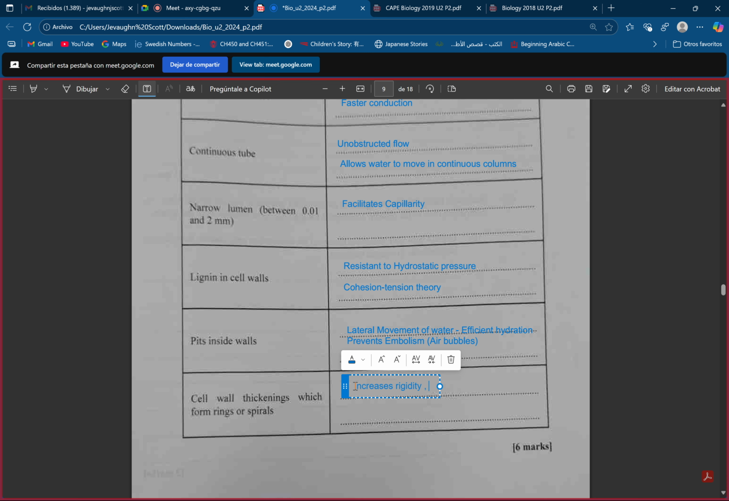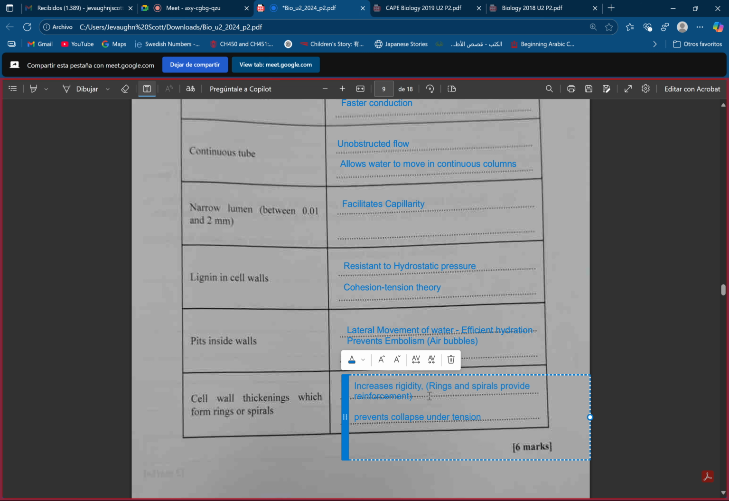We're also speaking about what else? So it increases rigidity. Speaking directly to spirals and rings, the rings and spirals provide reinforcement, right? So looking at that as it relates to the rigidity of the structure. Anything else? It prevents collapse under tension. What else can we state about this?